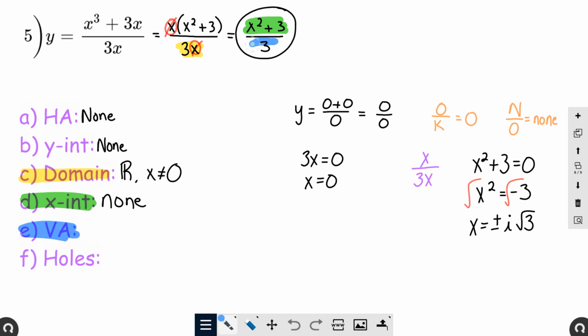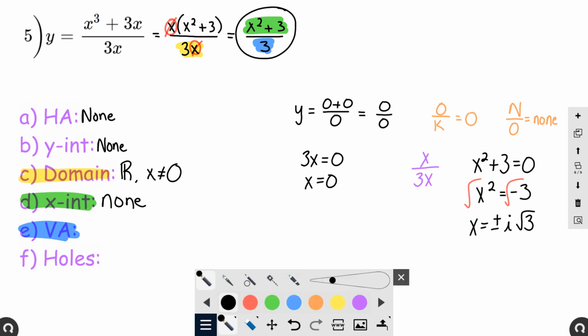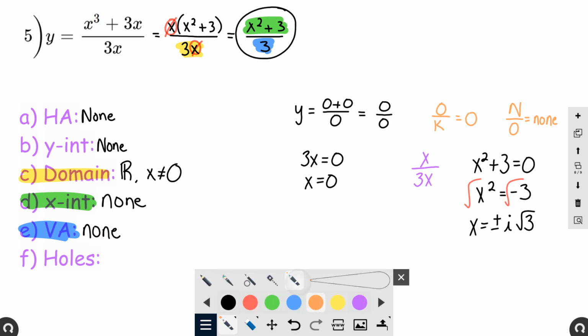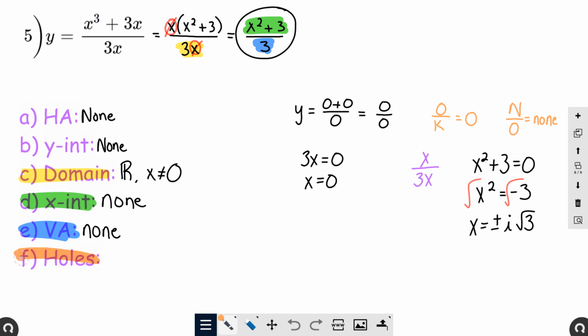That's right. So what's in our simplified denominator? Can we solve 3 for x? So what do we say? None. Now we have holes. What does it say on our paper? What canceled out? x. That's right. So this would be x equals 0 because that's what canceled out. Don't forget that little trick I just told you guys. If you put it for domain, you're going to end up putting it for VA or holes eventually.